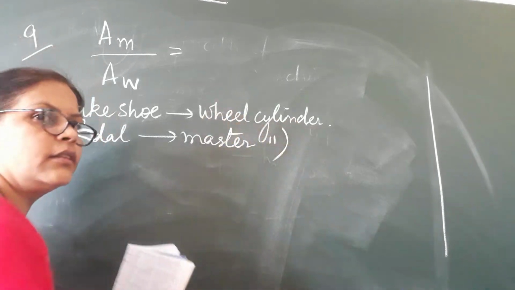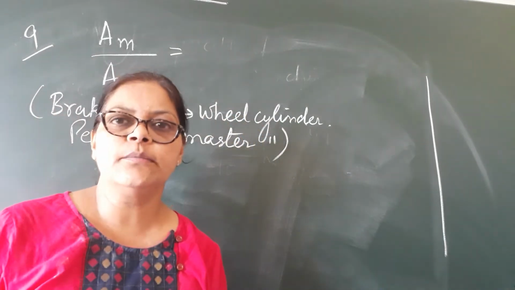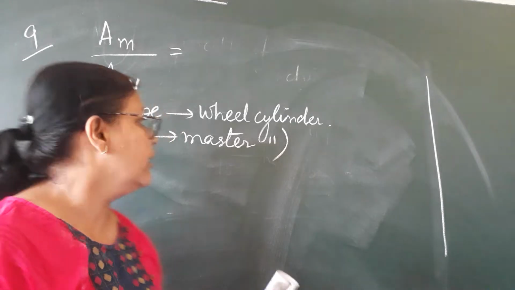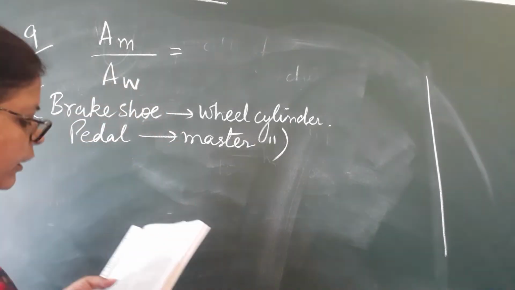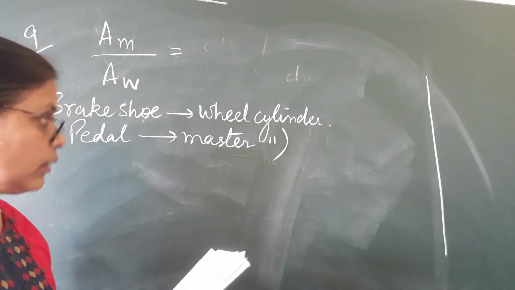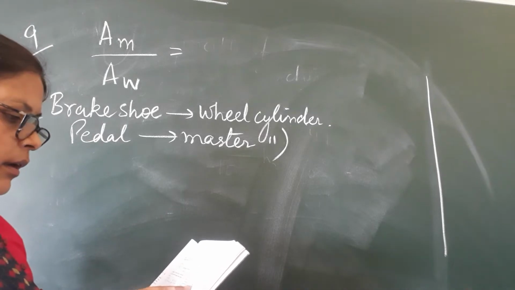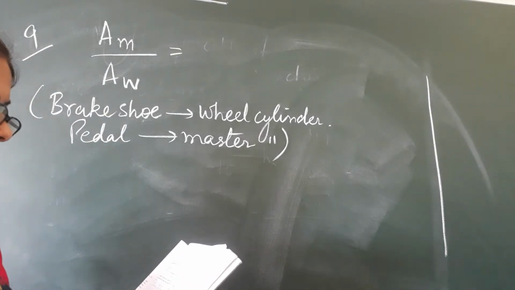Okay, just learn this. This numerical is based on hydraulic brake. The ratio of area of master to wheel you have to find out. And what else is given? 15 newtons is on the brake shoe.